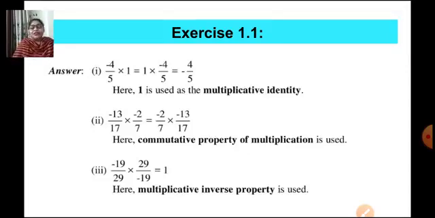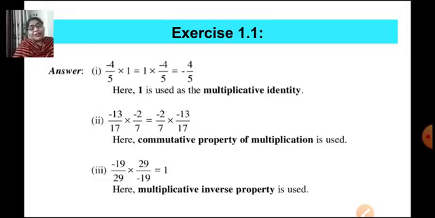So this is negative 4 upon 5 multiplied by 1 is equal to 1 into negative 4 upon 5, which is equal to negative 4 upon 5. So it is multiplying by 1, which is an identity. Which identity, children? Multiplicative identity, right? If we multiply 1 to any rational number, the answer will be the same rational number. So here 1 is used as a multiplicative identity. So this property has been applied. Multiplicative identity.